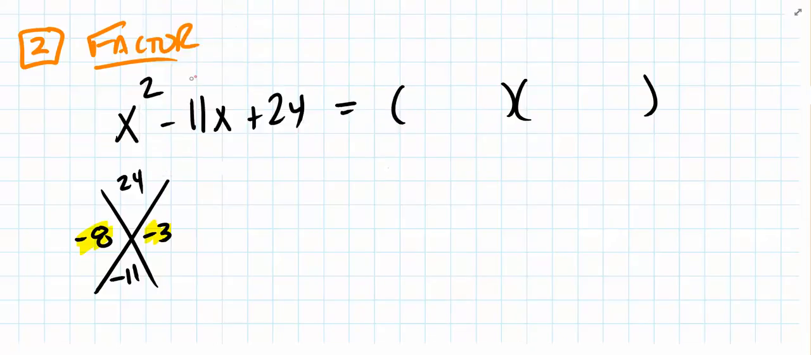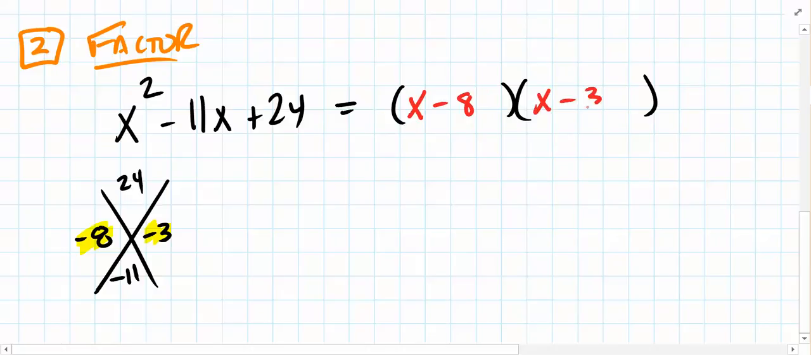We say that this is x minus 8 and x minus 3. And that's it. Now, could you have also written this and gotten the problem correct? x minus 3 times x minus 8. Is that also allowed? Yes, it sure is. This is allowed and this is allowed.